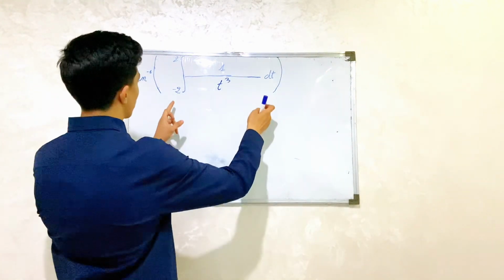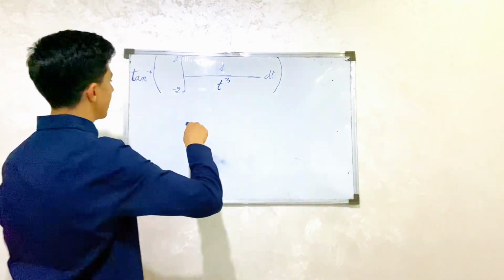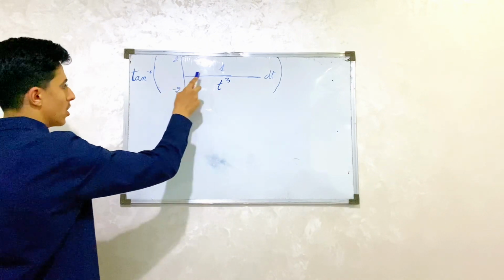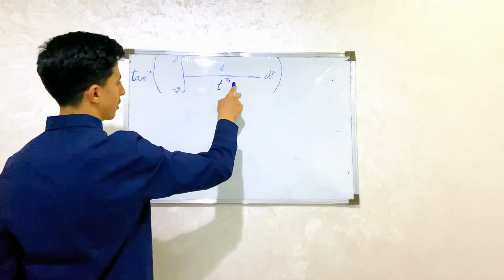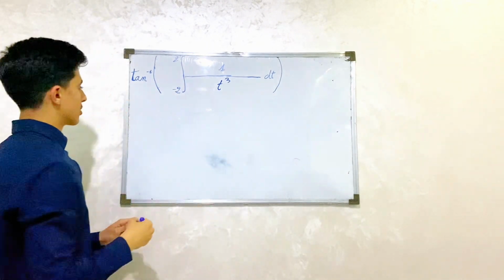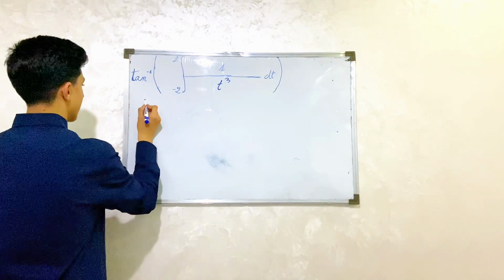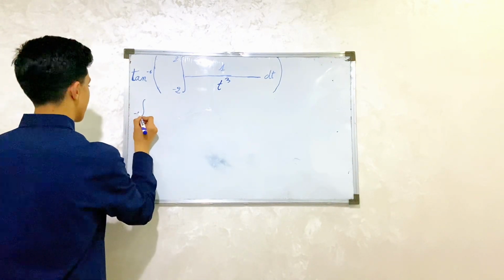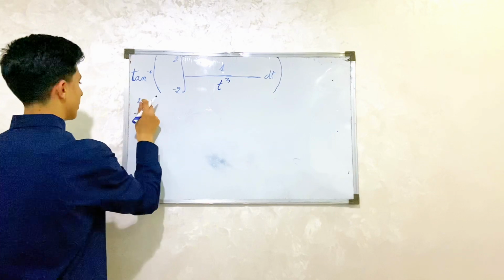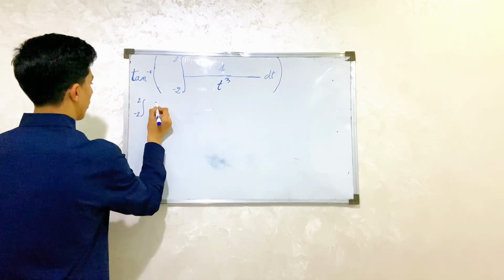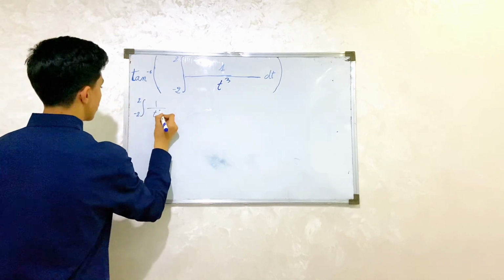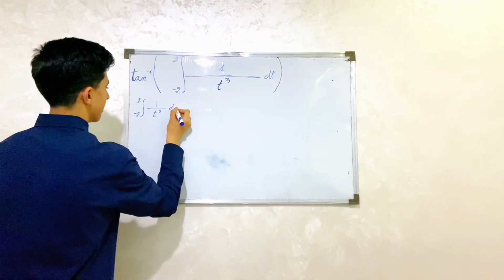Okay, so now we are left with this integral, the definite integral from negative 2 to 2 of 1 over t to the 3rd power with respect to t. So let's rewrite it, and we are going to be left with the integral from negative 2 to 2 of 1 over t to the 3rd power dt.